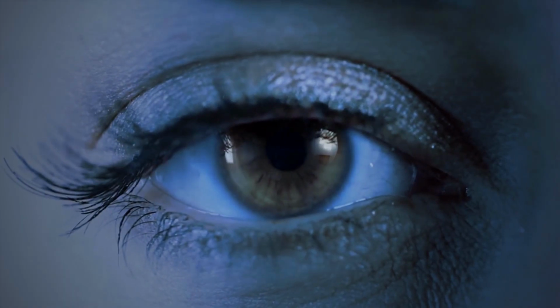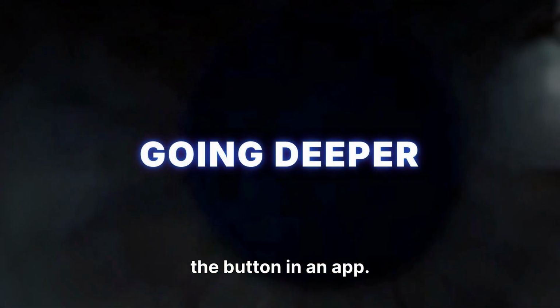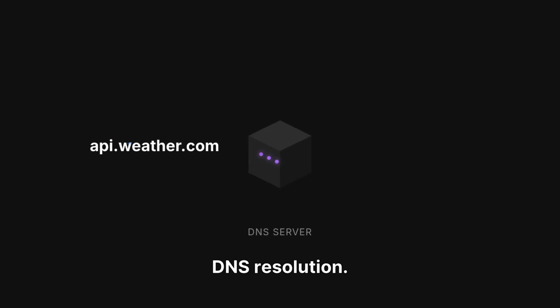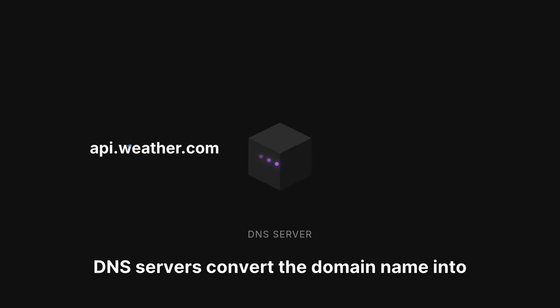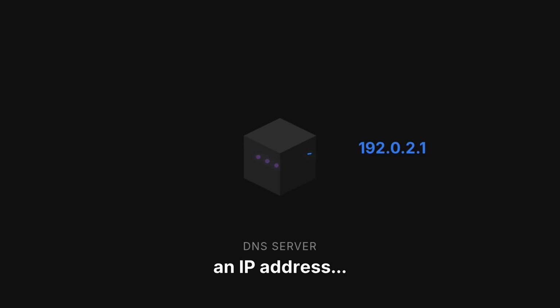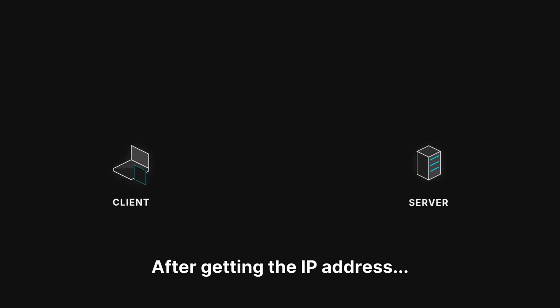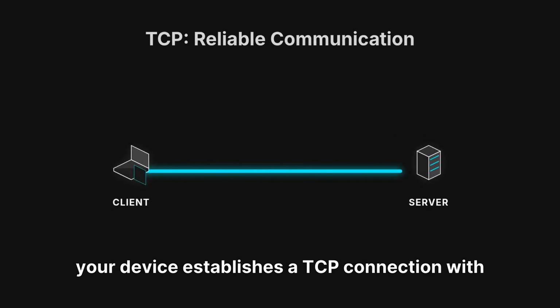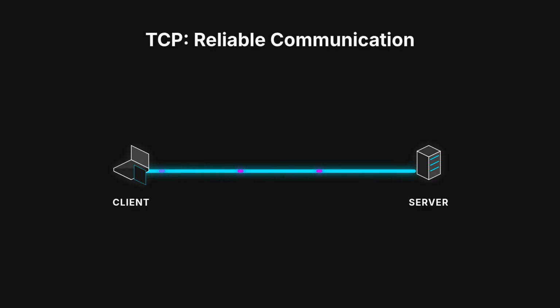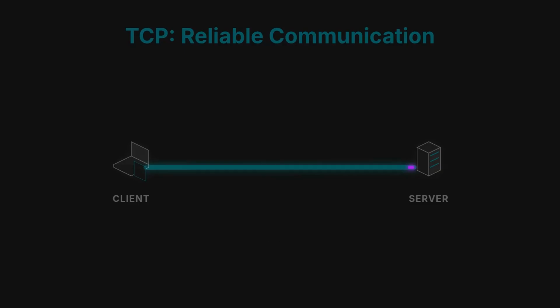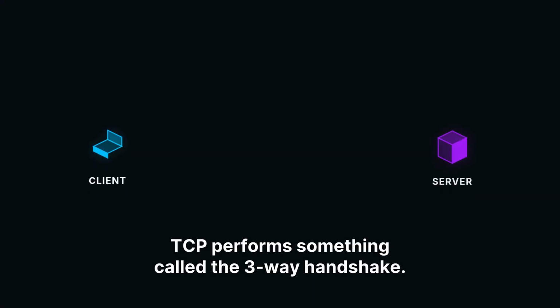Now let's go deeper and see what happens after you press the button in an app. The first thing your device does is DNS resolution. DNS servers convert the domain name into an IP address that computers understand. After getting the IP address, your device establishes a TCP connection with the server. TCP ensures reliable communication between devices. Before communication starts, TCP performs something called the three-way handshake.